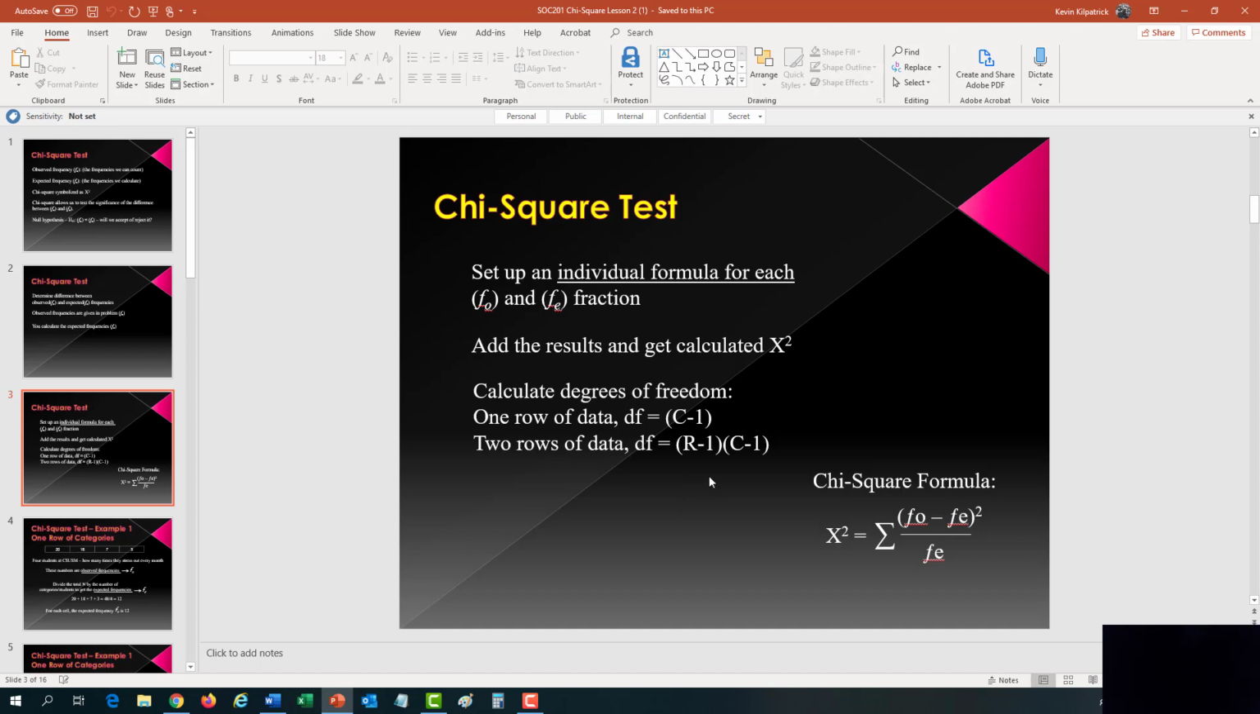And degrees of freedom. There's two types of problem here. One with one row of data, and in that case, to get the degrees of freedom, you're just going to subtract 1 from the number of categories. That's what C stands for. You'll see that in a second. If you have more than one row of data, then you calculate degrees of freedom by the number of rows minus 1 multiplied by the number of columns minus 1. Okay?